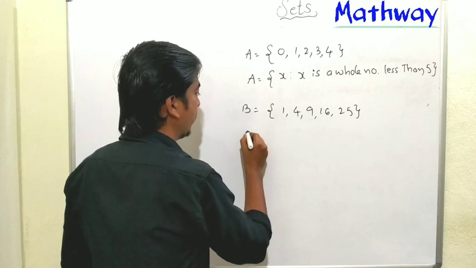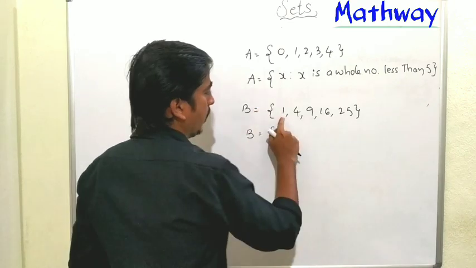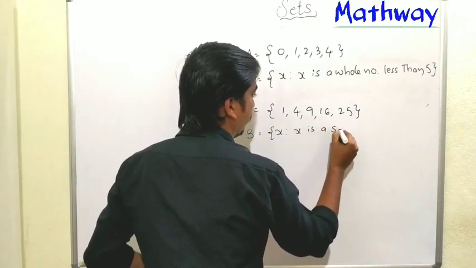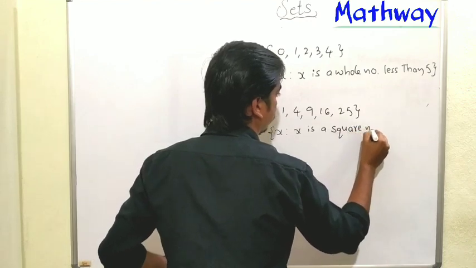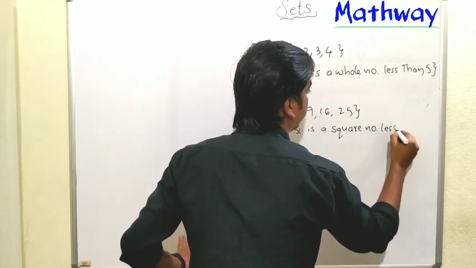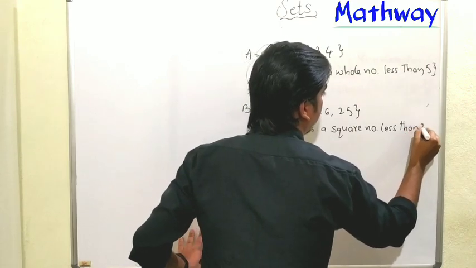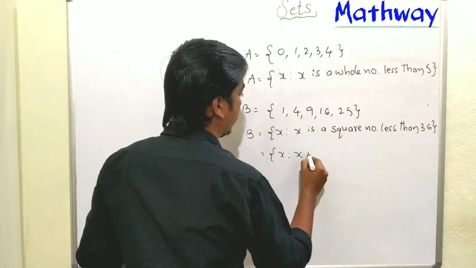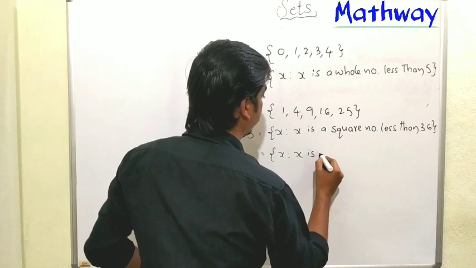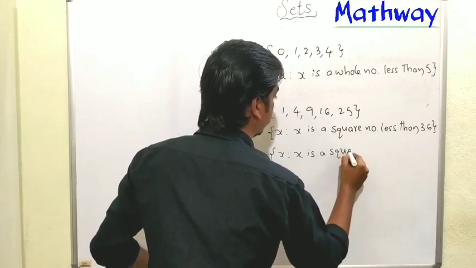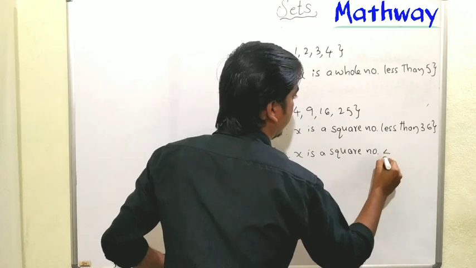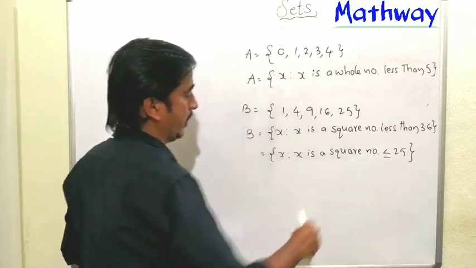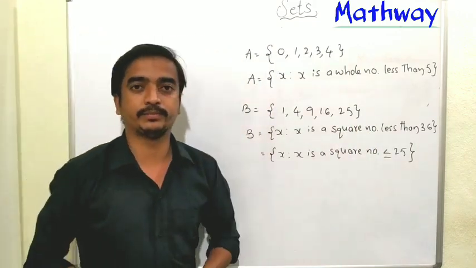So let's see how to write this in the set builder form. B equal to {x such that x is a square number less than 36}, because the next square number is 36. Or we can also write it as {x such that x is a square number less than or equal to 25}, because 25 is also included. So in this way also we can write it in the set builder form.